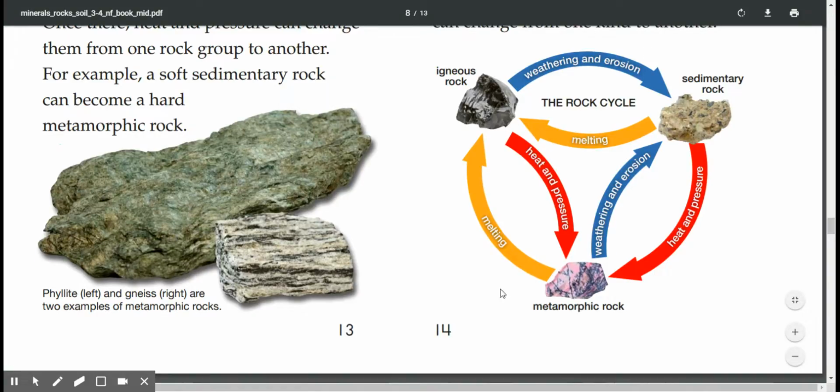This is happening all the time, guys. So any rock you see, it's not going to stay that way forever. Eventually, over years and years and years, it will change.